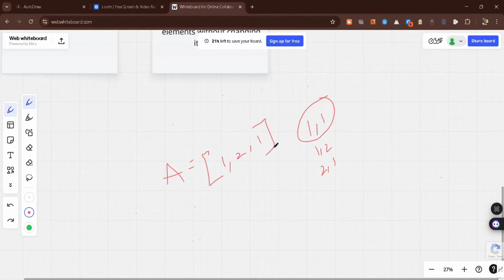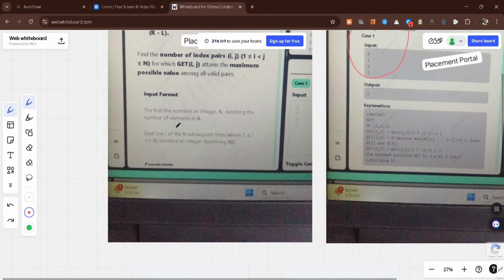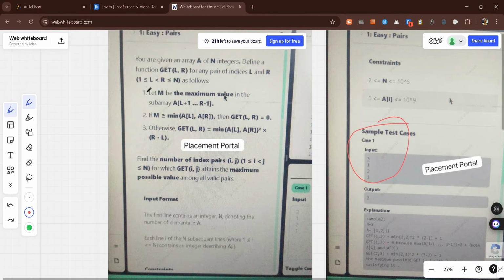Now let's discuss more about the question. Now we have generated the pairs. Next, what to do? Let's discuss. Next, we have to find the m value. So let m be the maximum value in the subarray of A from l plus 1 to r minus 1. The maximum value.